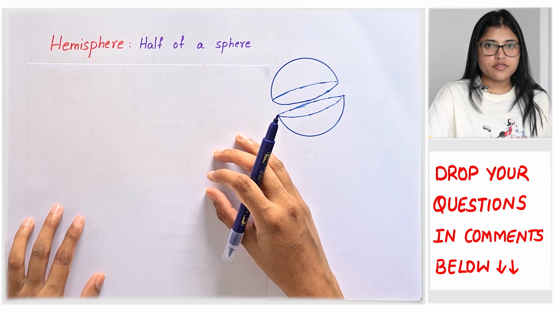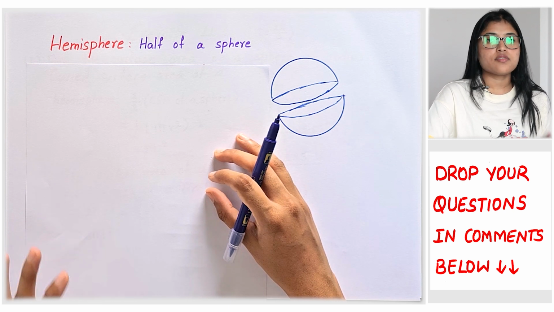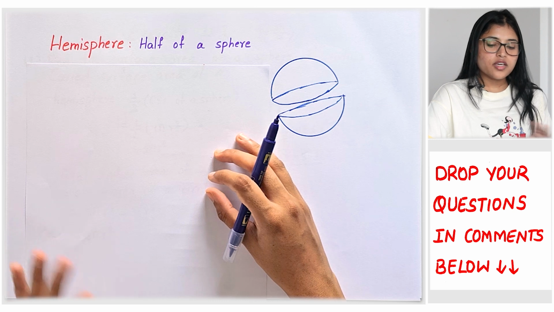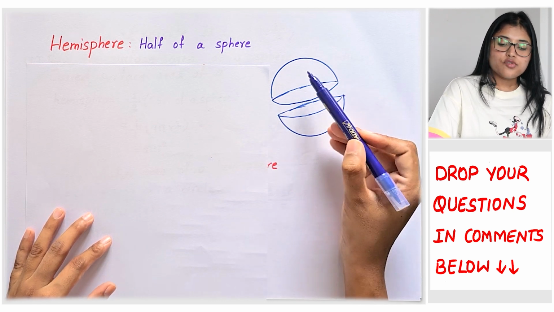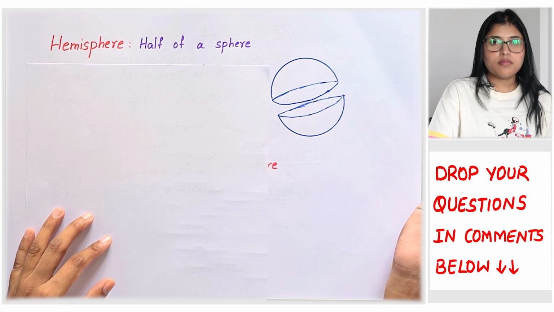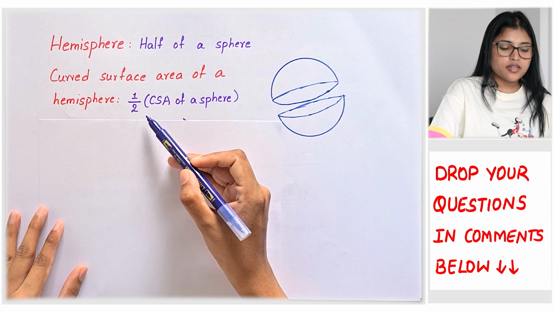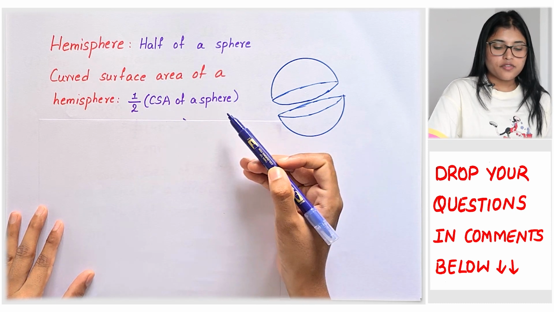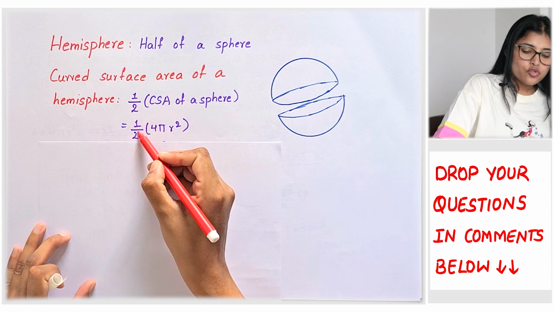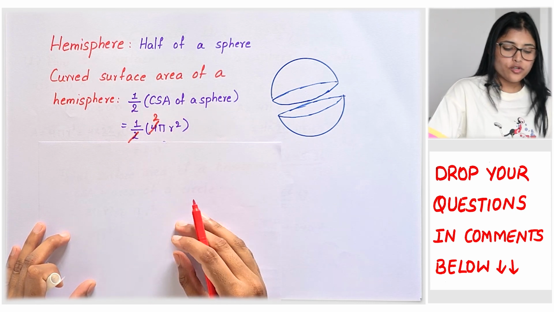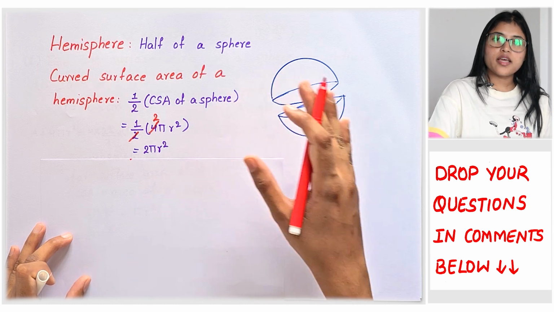Along with the concept of the sphere, we will also learn what a hemisphere is and what the formulas for the hemisphere are. A hemisphere is nothing but half of a sphere. Imagine you have sliced the sphere in half. The top half is a hemisphere and the bottom half is also a hemisphere. Now the curved surface area of a hemisphere can be written as half of the curved surface area of a sphere, which is half of 4 pi r square. So 2 and 2 2s are 4. This can be written as 2 pi r square. That is the curved surface area of a hemisphere.